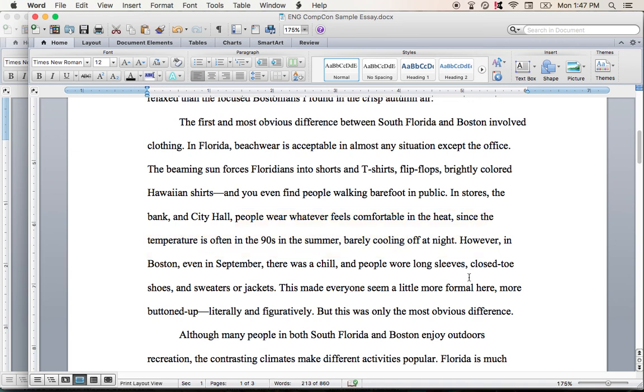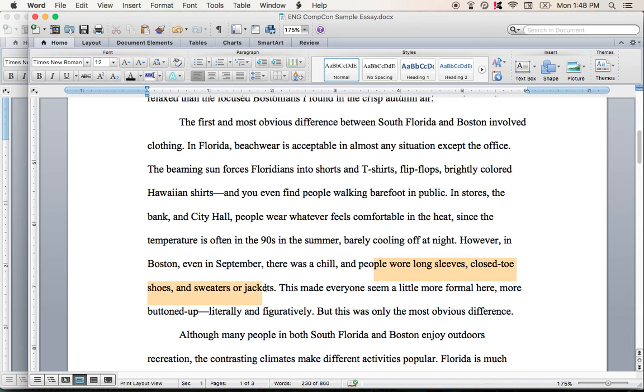It's very hot there. Then we have a signal word, however, right? However signals a contrast. Words like however, but, although, on the other hand, words and phrases like that show there's some sort of contrast. There's a difference between the kind of thing we were talking about and the kind of thing we're about to talk about. However, in Boston, and here's yet another signal phrase, not only are we shifting the kind of thing we're going to talk about, we're shifting location. Before we were in Florida, now we're taking the reader to Boston to give examples of other things.